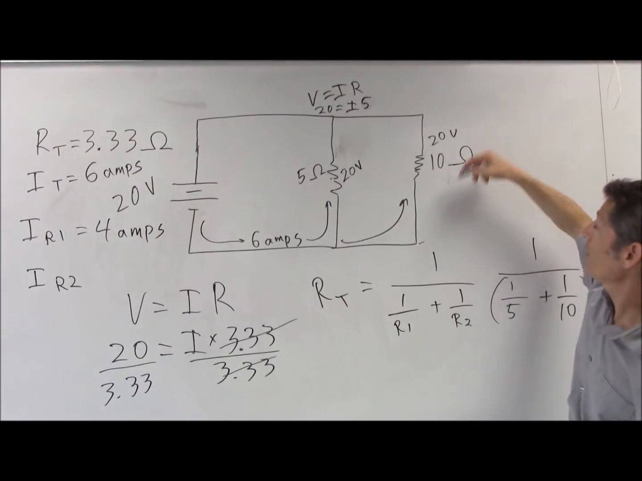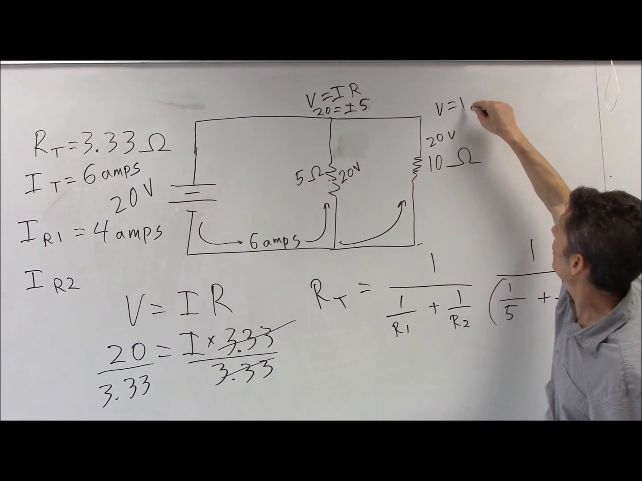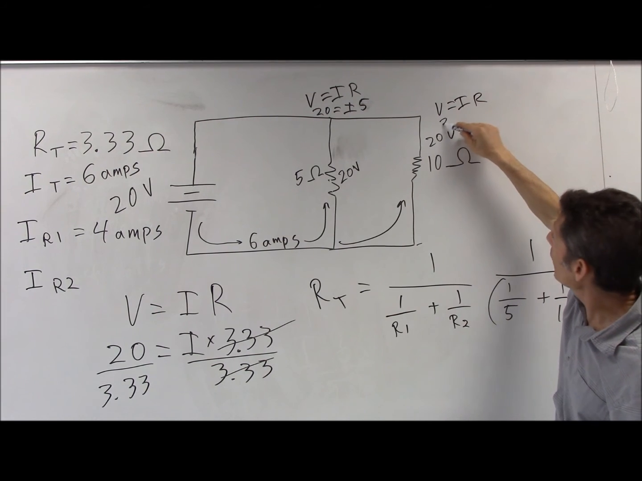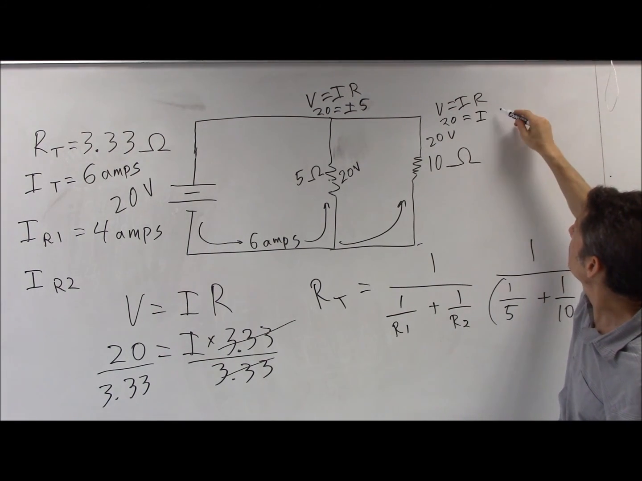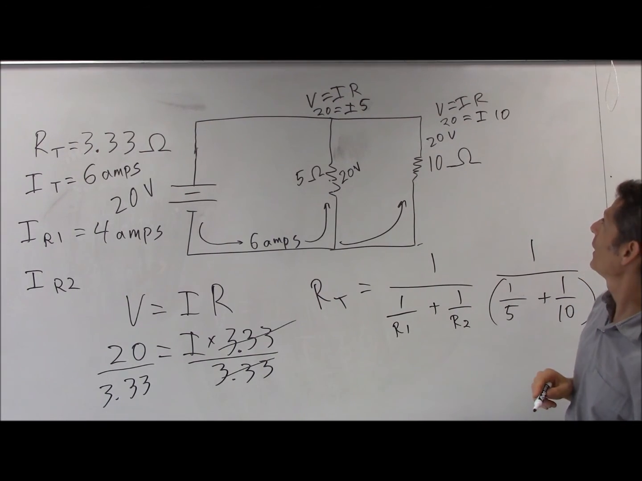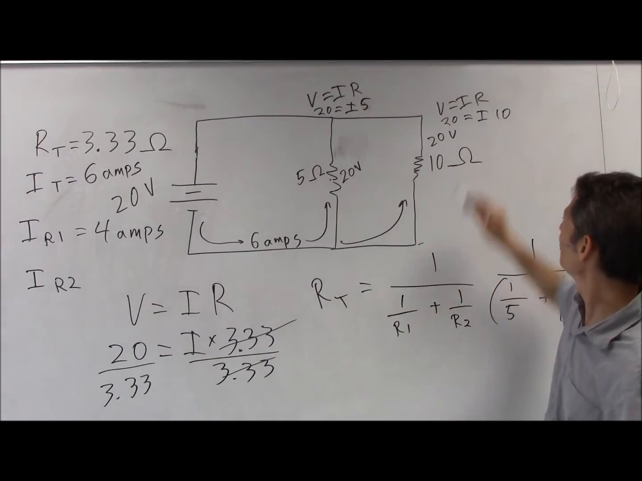I'm just going to do the same thing over here. You only know one equation, V equals IR. The voltage drop I know is 20. I'm looking for current. Resistance is 10. Divide both sides by 10, and it's 2, I think. Yes. So 2 amps.